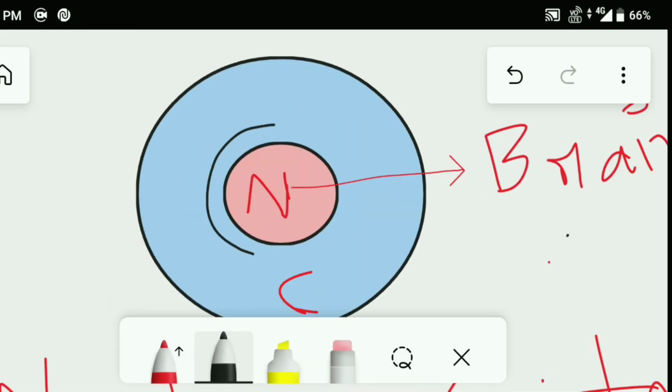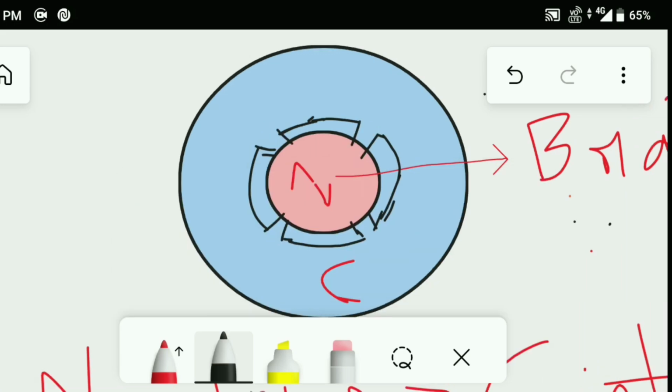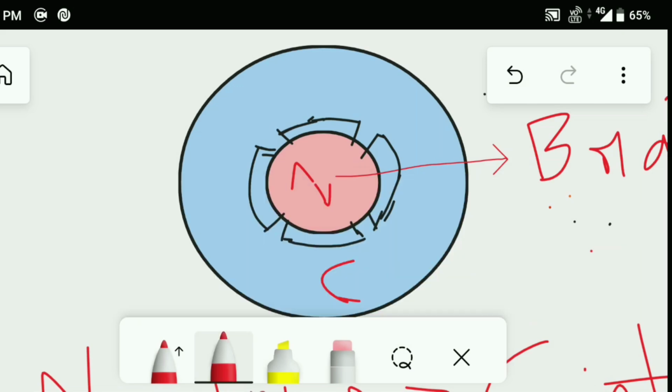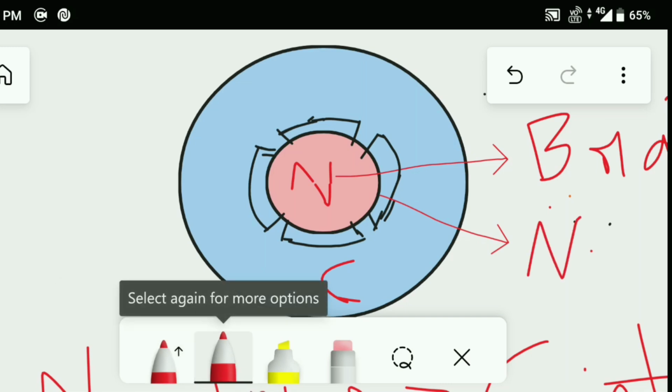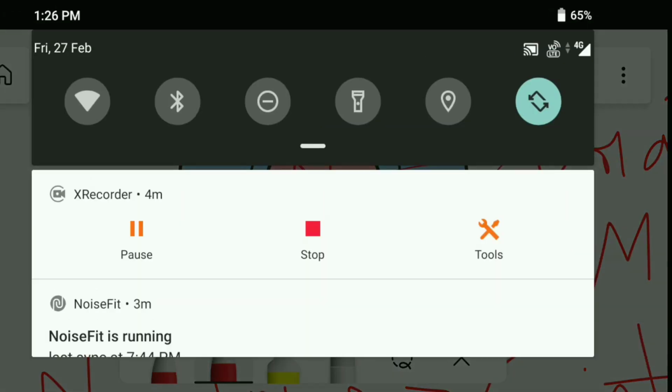The nucleus has three parts. The first part is the nuclear membrane. This is a double layered membrane that protects the nucleus and has tiny pores in it for exchanging material. As you can see, our nucleus has a double layered structure called the nuclear membrane, and it has tiny pores for exchange of material.